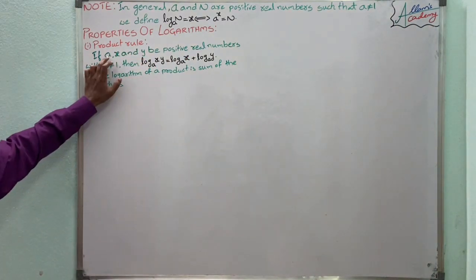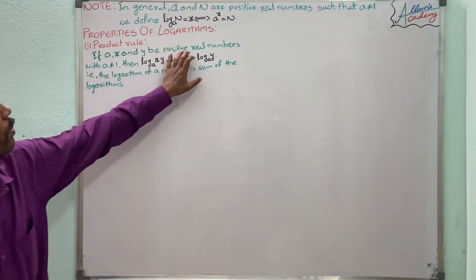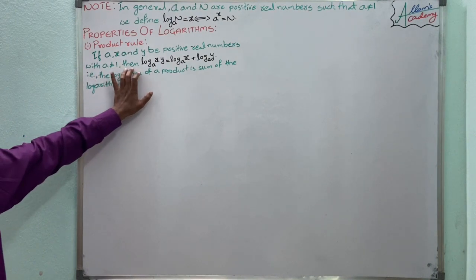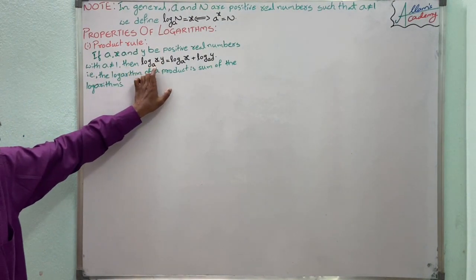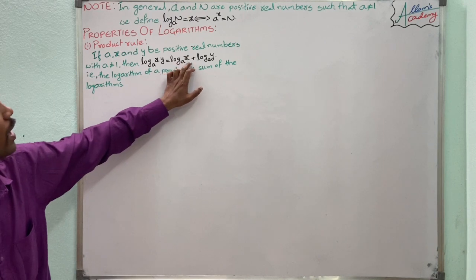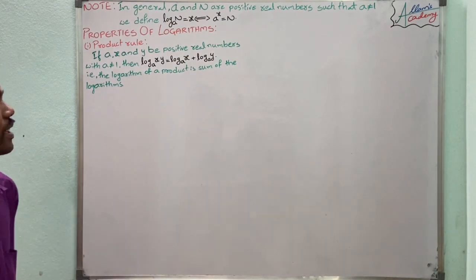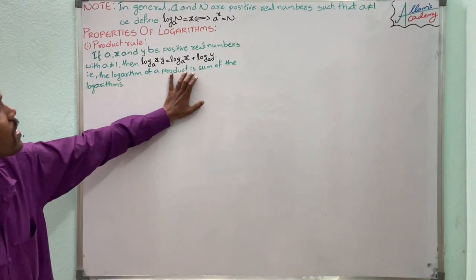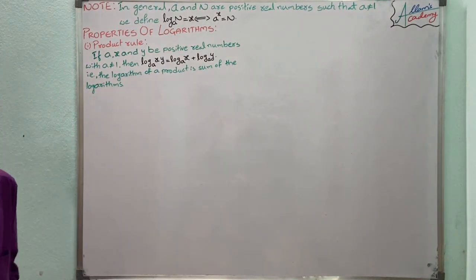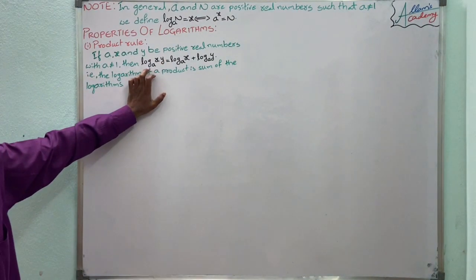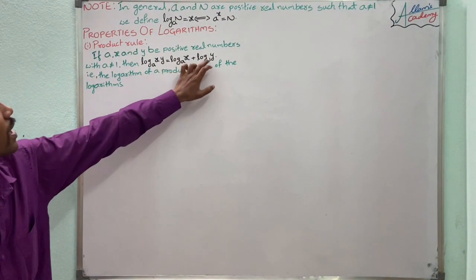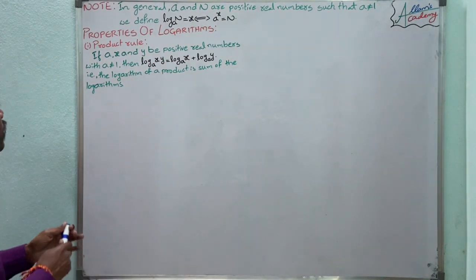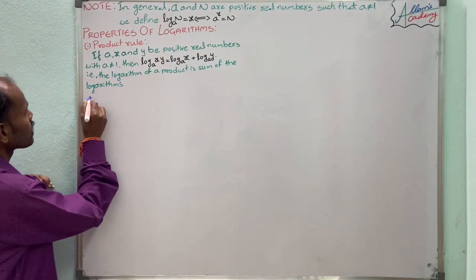If a, x and y are positive real numbers with a not equal to 1, then log xy base a equal to log x base a plus log y base a. That is, the logarithm of a product is the sum of the logarithms. It is the first rule. Log xy base a equal to log x base a plus log y base a. So now we prove this one.